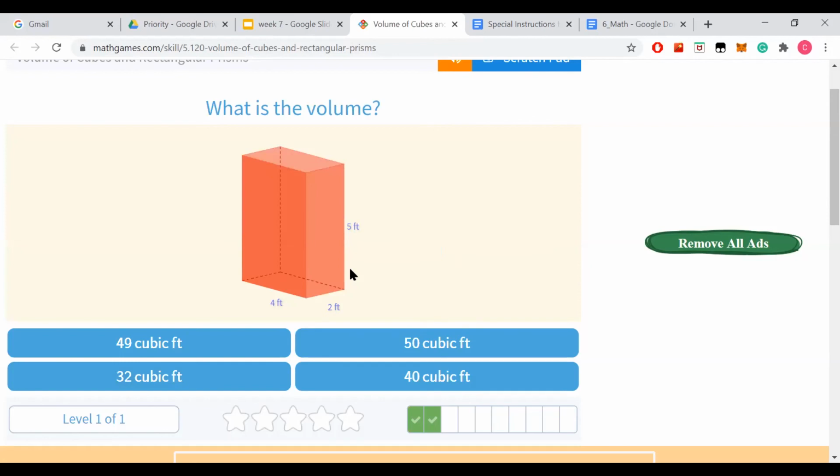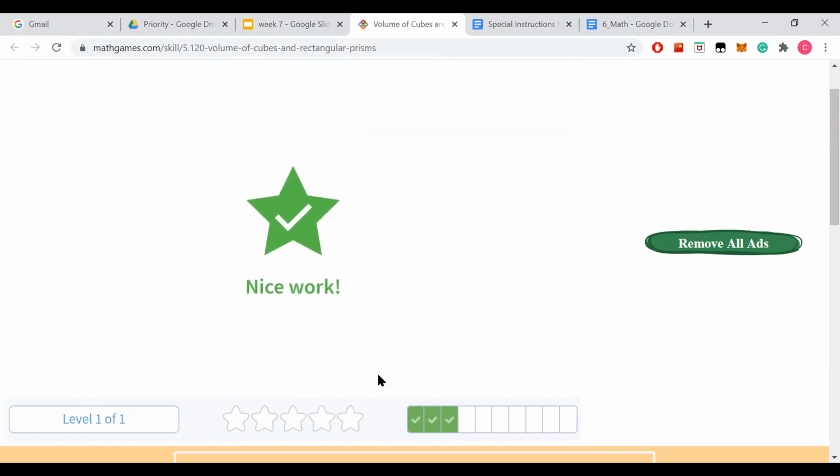Okay, this one. It's the same thing. You're still finding volume, so we're going to use the same formula. Volume equals length times width times height. But instead of typing in the number like the last time, you are going to click the correct answer on here. So when I plug in my length, my width, and my height, and multiply those all together, I'm going to get the answer of 40, and then I'm going to get cubic feet. So you know how I wrote my answer as cubed at the end, cubic feet is the same thing.